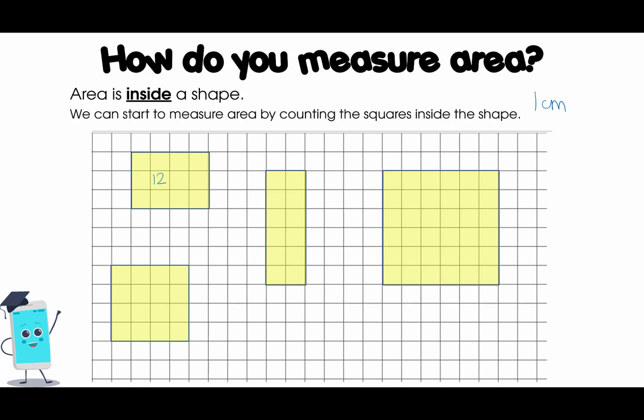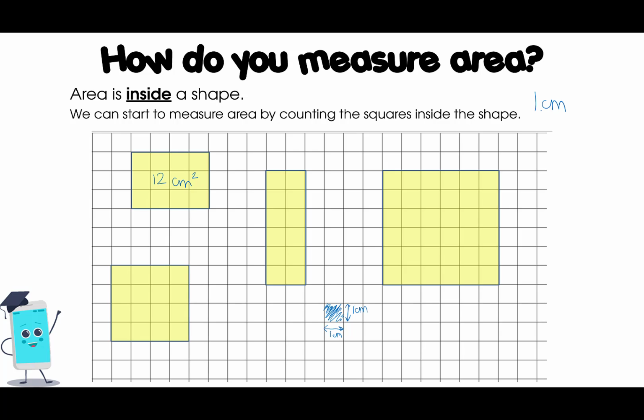Now, we would write centimetre, and to show that they are centimetre squares, rather than just a centimetre line, we put a little 2 up the top. What I mean is, if each of these squares were worth 1 centimetre, so this whole shaded square here is a 1 centimetre square, what it means is that that is 1 centimetre and that is 1 centimetre.